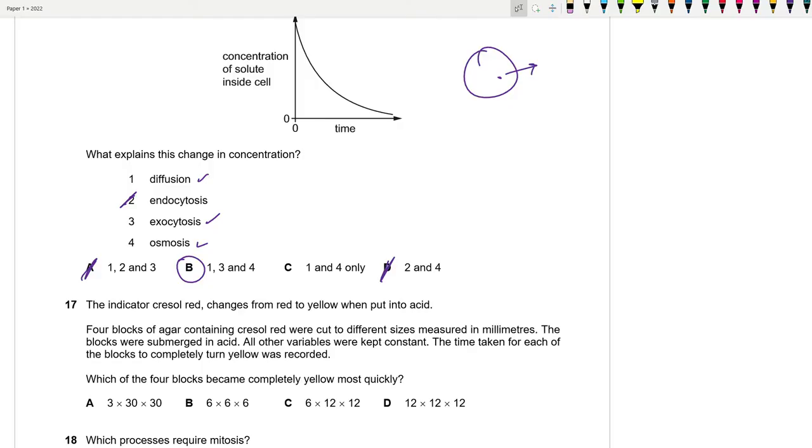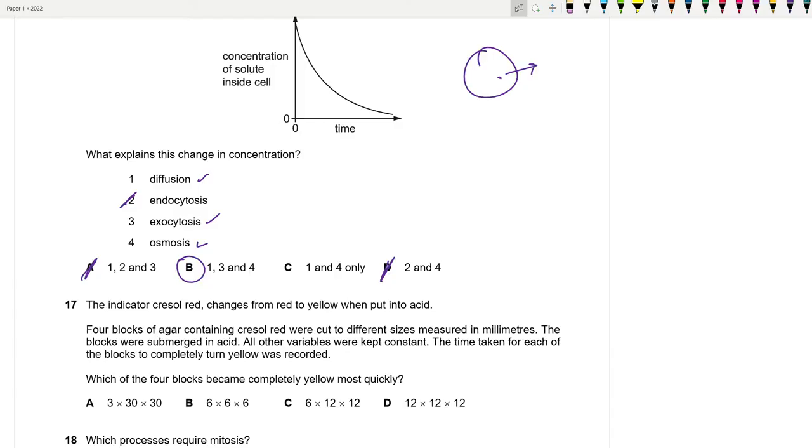Next, 17. The indicator cresol red changes from red to yellow when put into acid. 4 blocks of agar containing cresol red were cut to different sizes, measured in millimeters. The blocks were submerged in acid. All other variables were kept constant. The time taken for each of the blocks to completely turn yellow was recorded. Which of the 4 blocks became completely yellow most quickly?